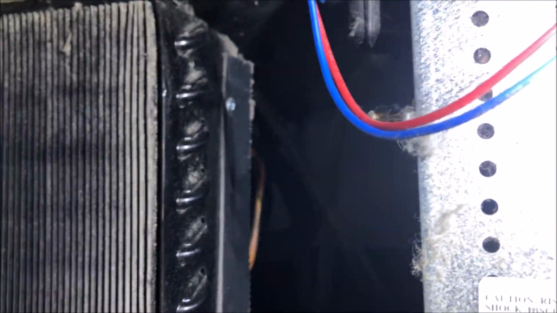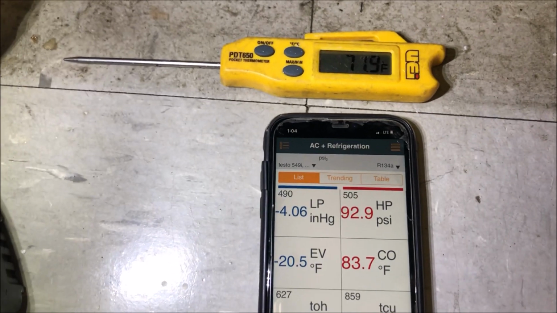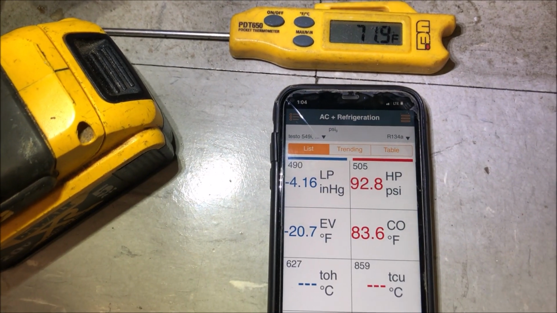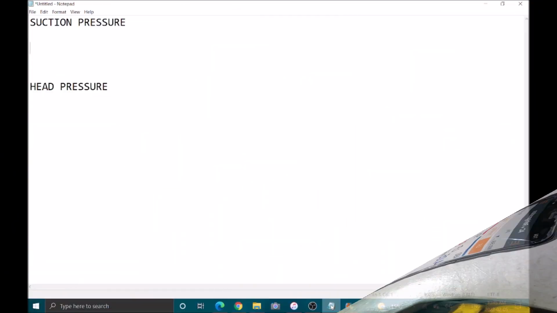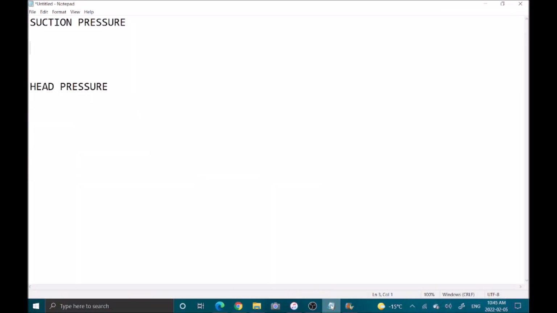So just make sure our condenser fan is running and our compressor. And as you can see by this little fluff ball here in the wind, it is running. We are running in a vacuum here and we have 93 head pressure. All right, so now let's go figure out what our pressure should be.